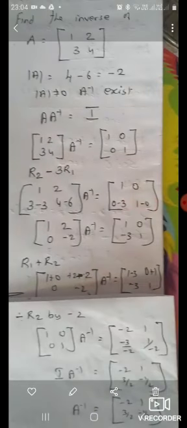Next, 3 times it is 9, minus of minus 1, that is 9 plus 1, 10. Now 3 times R3, that is 3, minus 3, that is 0. So that is row transformation. Similarly, we can do the column transformation also. Now we are going to find the inverse by using the transformation method.